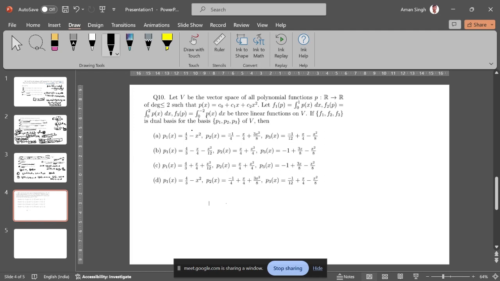After evaluation, if you put the limits after this integration, it will be a constant and that will lie in the field. So integration is linear, so these are all linear functionals. So F1, F2, F3 is a dual basis, so it is already a basis. F1, F2, F3 is a basis of the linear functionals of V.